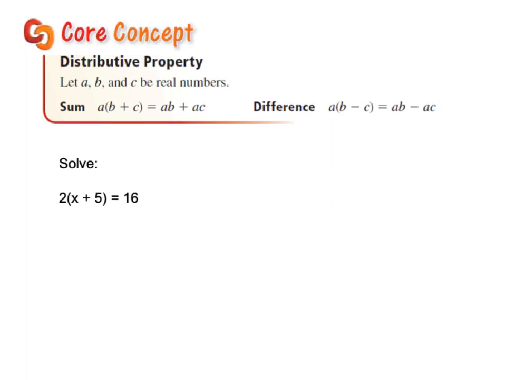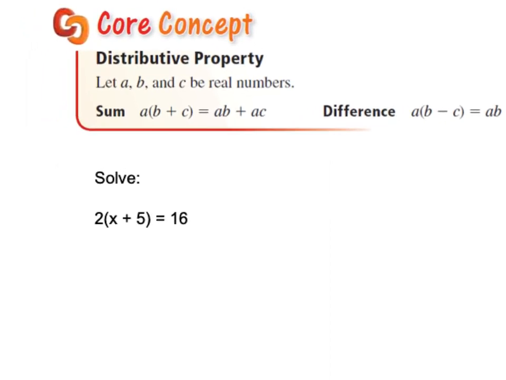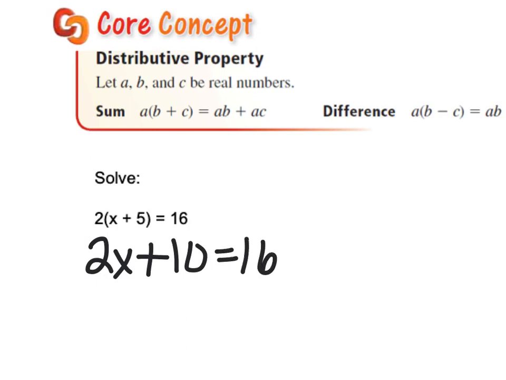And then the last property, just to remind us of, is the distributive property. You've used that quite a bit in algebra. And basically it says if you have the 2 on the outside here, you can say 2 times x plus 5 means 2x plus 10 equals 16. And the reason that you can do that, that's the distributive property of equality.